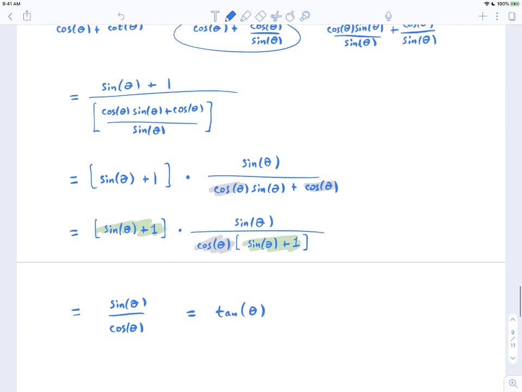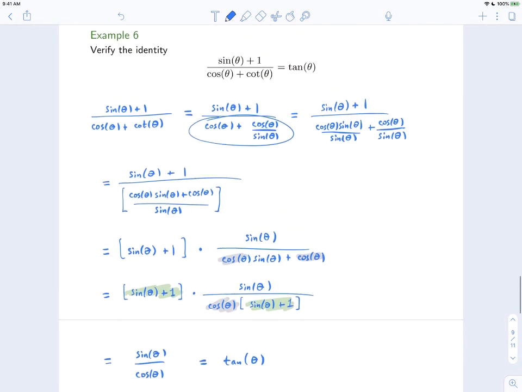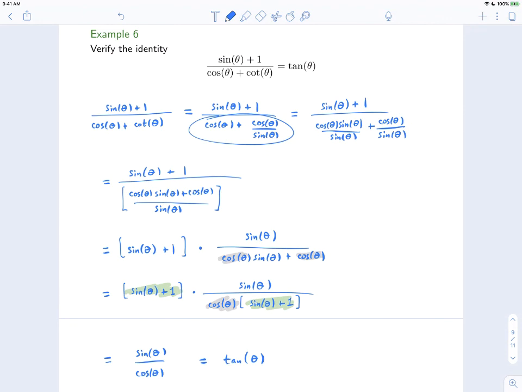And that's what we were looking for. We wanted to show that this initial expression, sine of theta plus 1 over cosine theta plus cotangent theta, was equal to tangent, and we just did. We showed that it was equal to tangent. Therefore, we verified the identity.